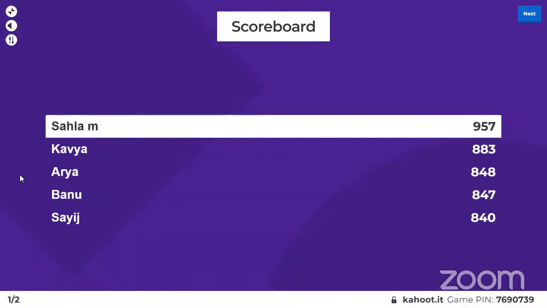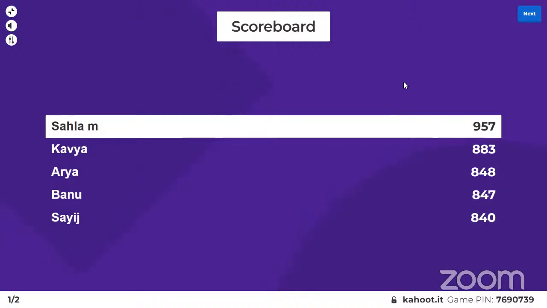So this is how the scoreboard looks. After the question, we'll be moving on to the scoreboard. Here you can see that Sahla has come to the top with 957 points. Second place goes to Kavya. Third place goes to Arya. Fourth place goes to Banu. And fifth place goes to Saij. On the right side, you can see the corresponding points also. Points are based on how accurate you are and how fast you are answering the questions.